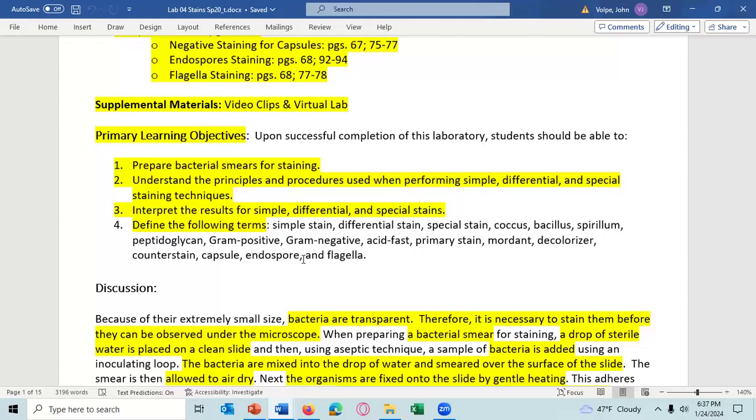And then define these terms. What's a simple stain, a differential stain, a special stain? What is a coccus? What is a bacillus? What is a spirillum? What is peptidoglycan? What's a gram-positive cell? What's a gram-negative cell? What's the acid-fast stain? What is a primary stain? What is a mordant? What is a decolorizer? What is a counter stain? What is a capsule? What is an endospore? And what is a flagella? Any question about any of these?